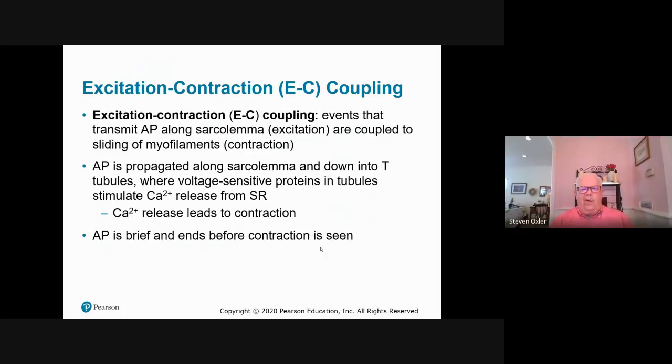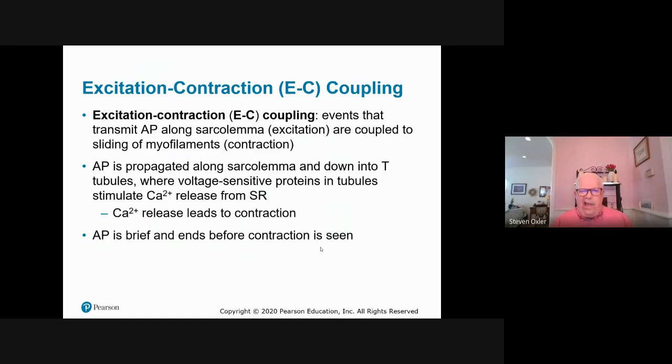But you have to know about excitation contraction coupling, known as EC coupling. It is the events that transmits the energy along the sarcolemma. That is known as excitation. When the sarcolemma is excited, it is coupled to the sliding of the myofilaments, and that's known as contraction. So the two together are known as excitation contraction coupling, also known as EC coupling.